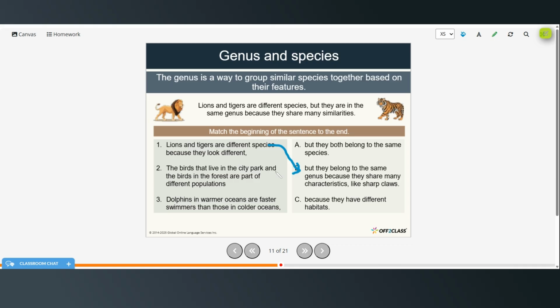The birds that live in the city park and the birds in the forest are part of different populations, but they both belong to the same species. And dolphins in warmer oceans are faster swimmers than those in colder oceans. Actually, this would be C because they have different habitats, and they both belong to the same species.